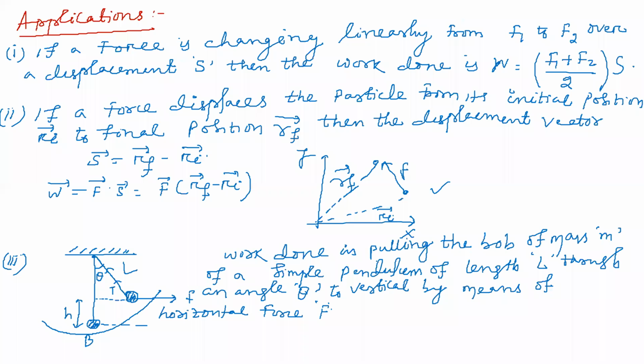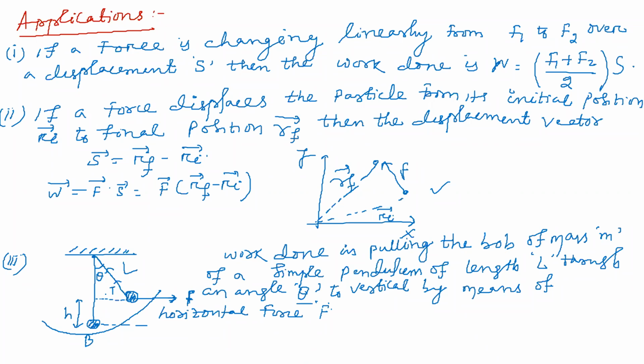Here, work done in pulling the bob of mass m, a pendulum bob, of a simple pendulum of length L, through an angle theta. Friends, it is displaced by some angle theta from the vertical, like this. I'm displacing it by means of a horizontal force F. I've applied a horizontal force F here, so it came to this height H. What is the work done here, students?